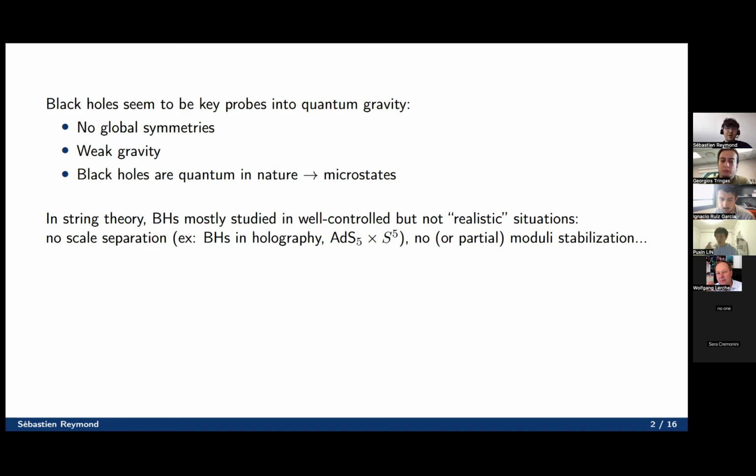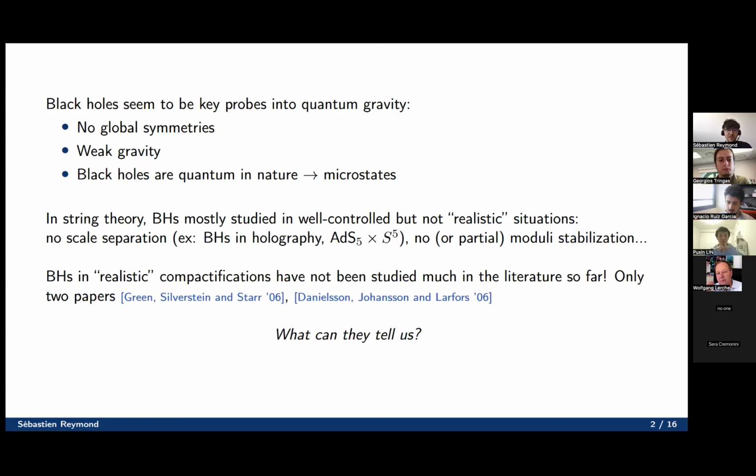Moreover, in a lot of those well-controlled examples, there is no or only partial moduli stabilization with a lot of massless fields around, which we also do not observe in our universe. So how about black holes in more realistic compactifications? Well, it turns out that as far as we can tell, that has not been studied much in the literature so far.